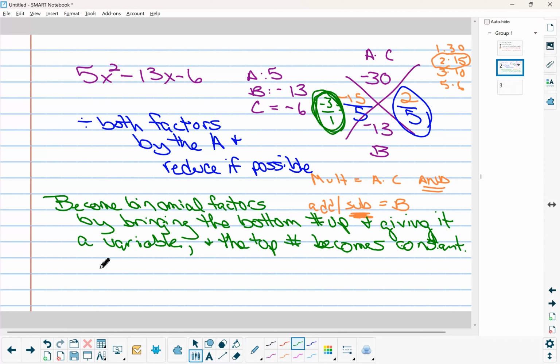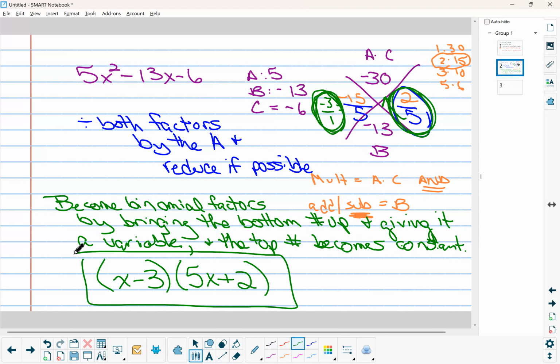The negative 3 over 1 becomes 1x. The 1 would come up and get a variable. The 1 we don't need to see. And then the negative 3 becomes the second part of the constant in the binomial. So the 2 over 5, the 5 will come up and get a variable. So this will be 5x plus 2. And that's done. I think it's so much faster. But some people have trouble with this. They forget to divide by the a term. I don't know. So I'm giving you 3 different ways. Let's do one more.